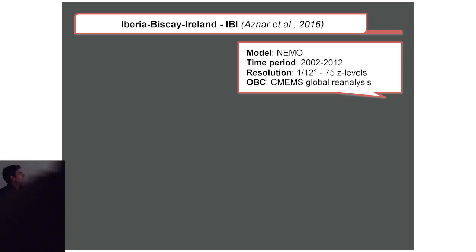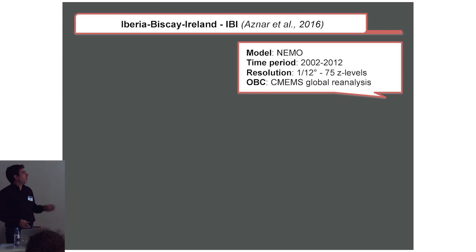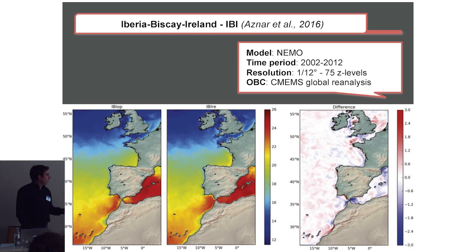They did a reanalysis over 10 years with 1/12 of a degree and 75 Z coordinates, and it's with open boundary conditions. It's connected to the CMEMS global reanalysis. Just to show you some example, the middle one is this simulation, the reanalysis, for the sea surface temperature. On the left, you have the operational model.